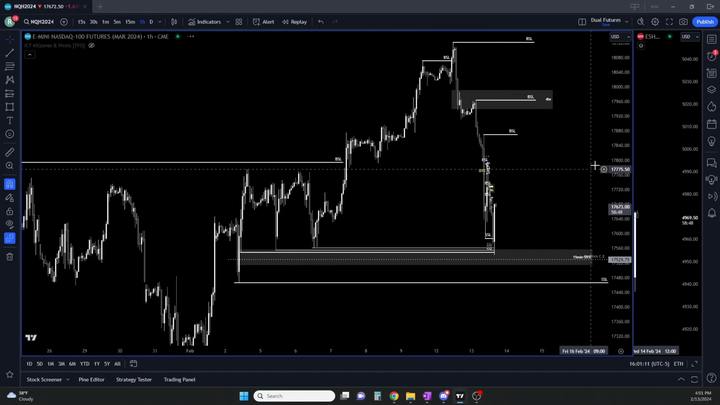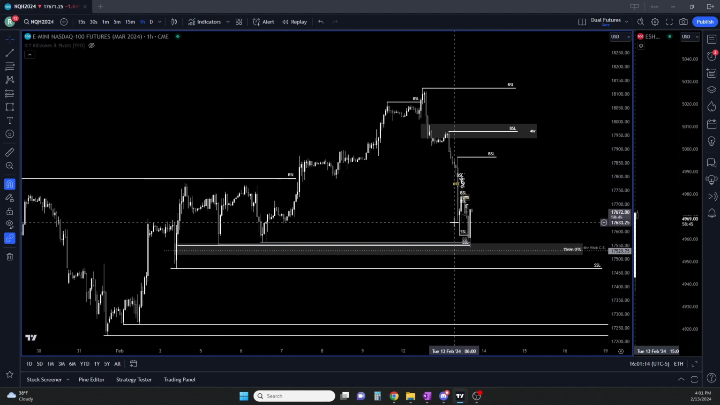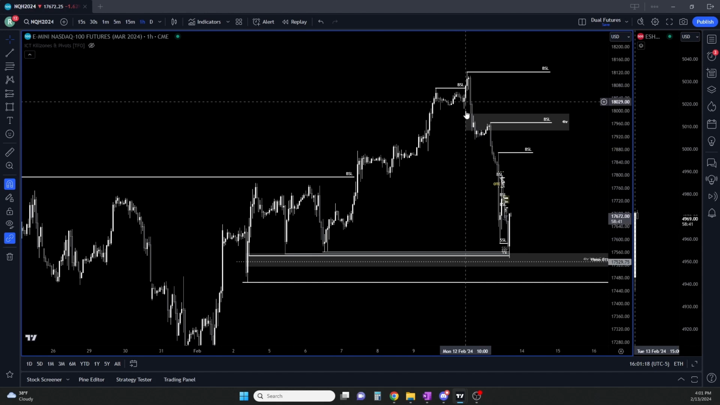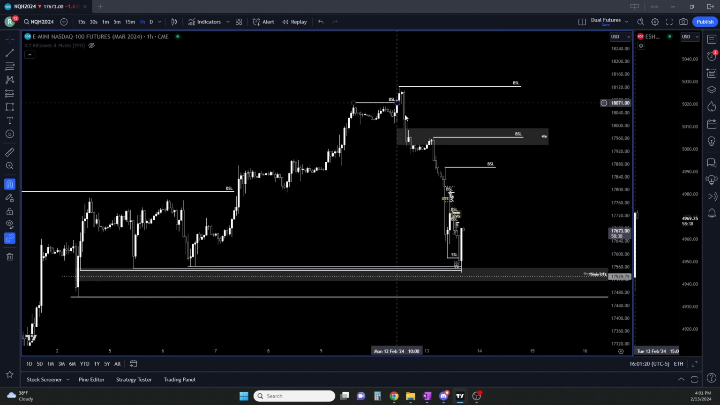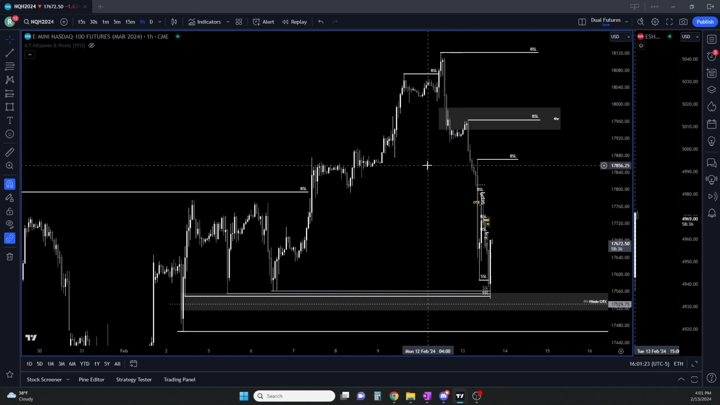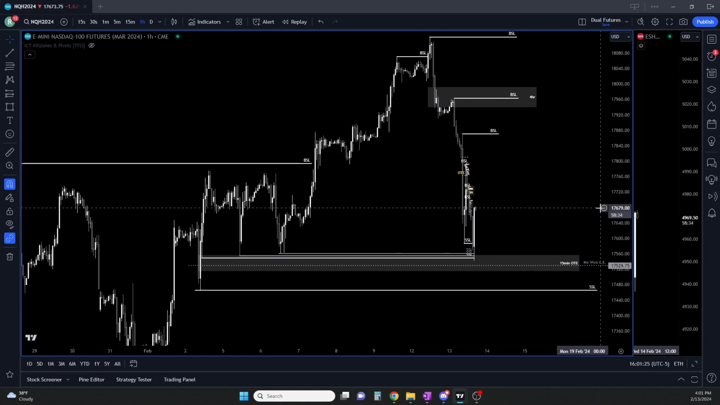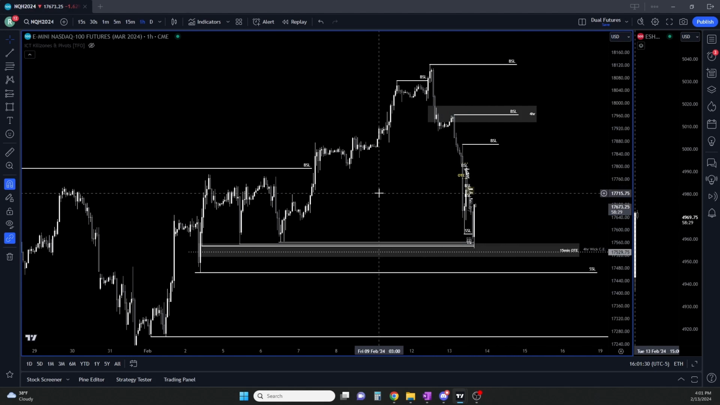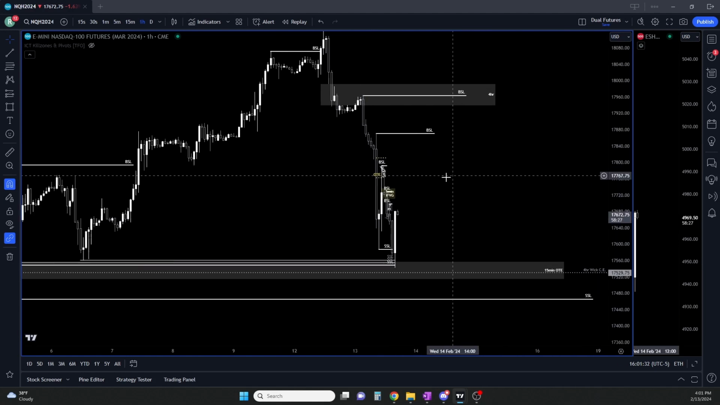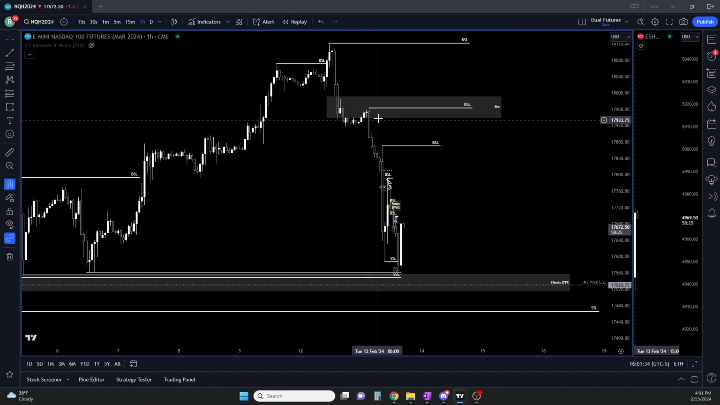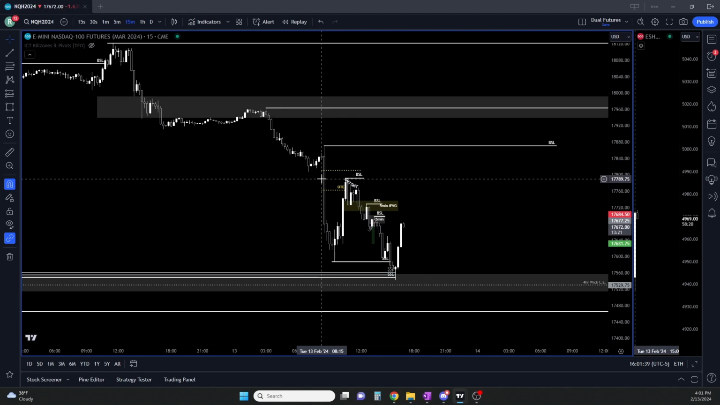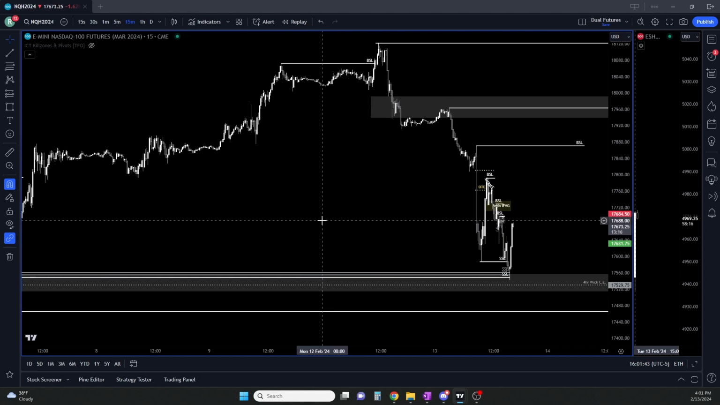Alright, so let's look at what happened today. Yesterday, once we had this AMD model here and displaced to the downside, I was looking for this to all be a low resistance liquidity run, which is what ended up happening. I kind of wanted to see us come up in here a little bit, but the CPI data at 8:30 had a huge candle to the downside.